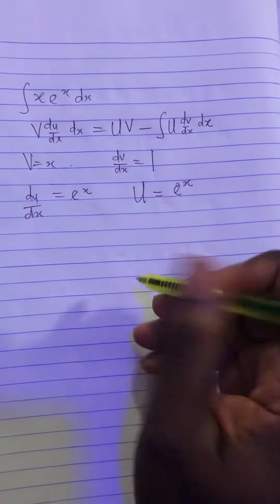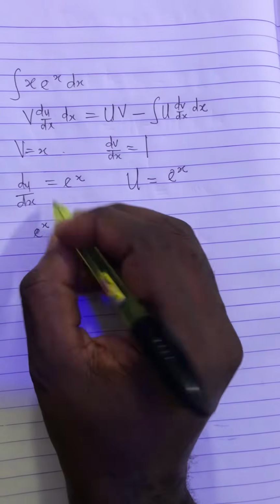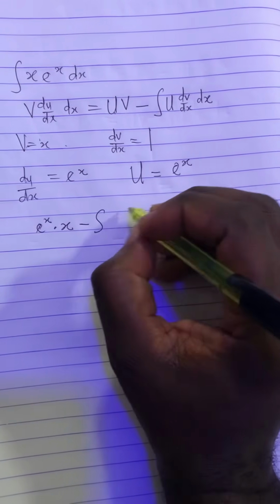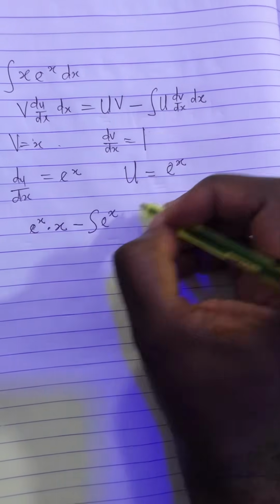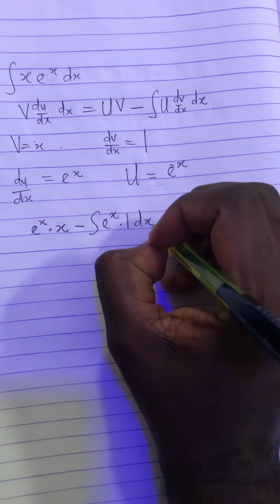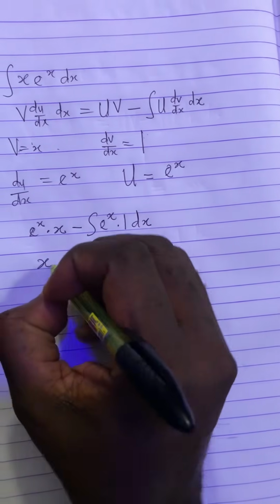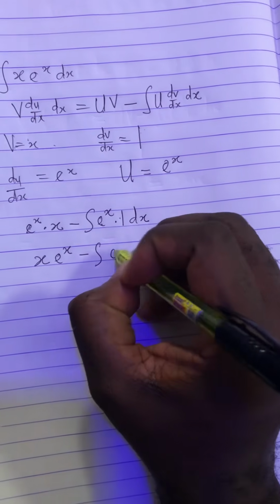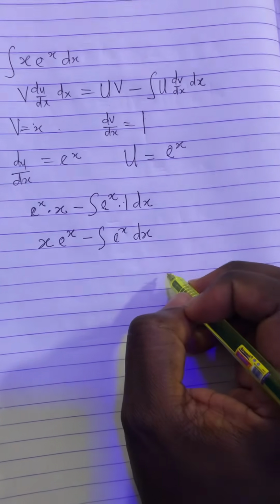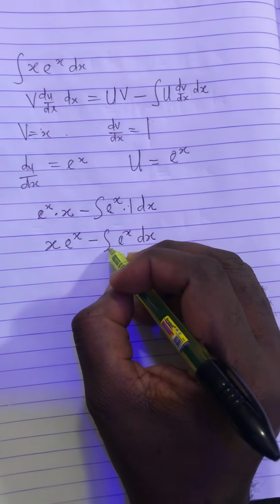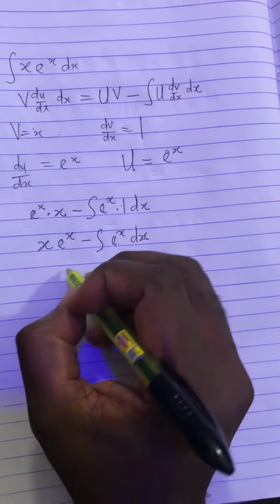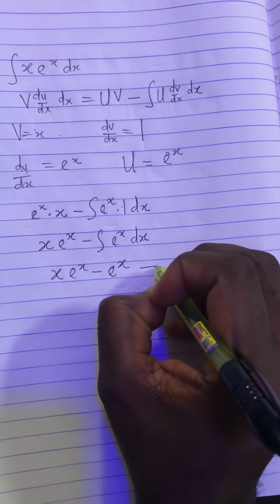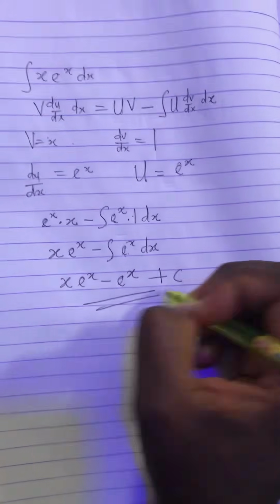We have everything we need to apply the formula. Who is u? U is e raised to power x. Who is v? V is x, minus integral. Remember, I'm following the formula, u again. Who is u? E raised to power x. Who is dv dx? dv dx is 1, times 1 dx. So e raised to power x times x gives us x e raised to power x minus integral e raised to power x times 1, which is e raised to power x dx. Now, as long as I still have this integral sign and this dx, it means integrate e raised to power x. Integration of e raised to power x, luckily for us, is still e raised to power x. So we're going to have e raised to power x plus what? Plus c. This is the final answer.